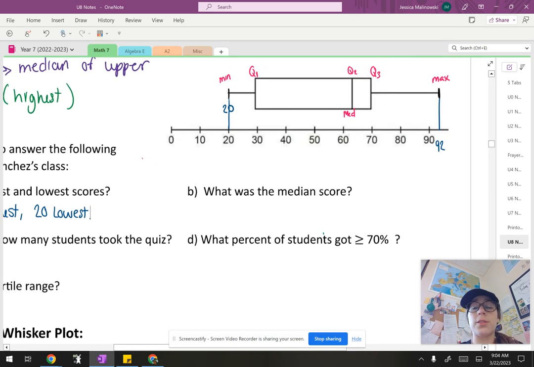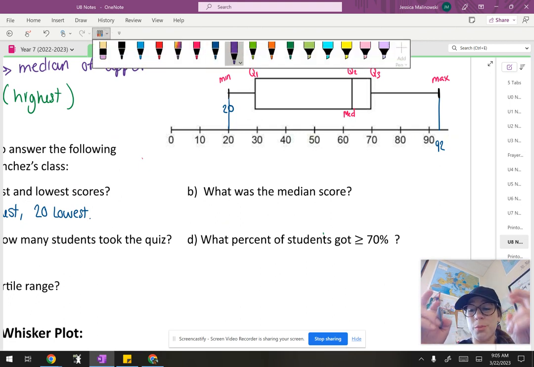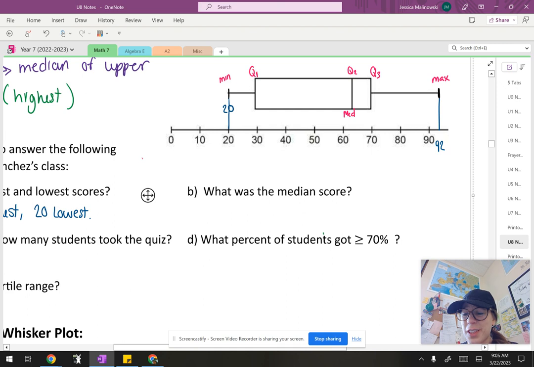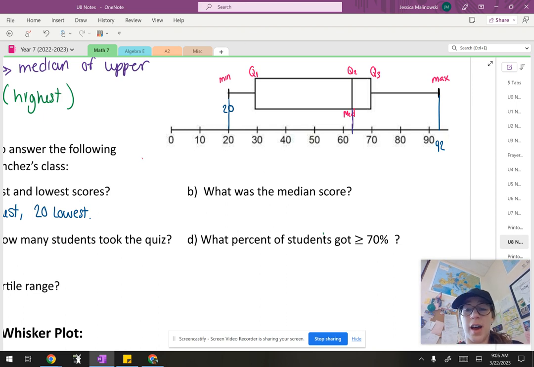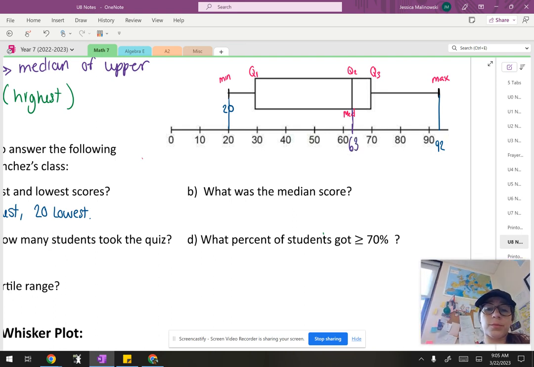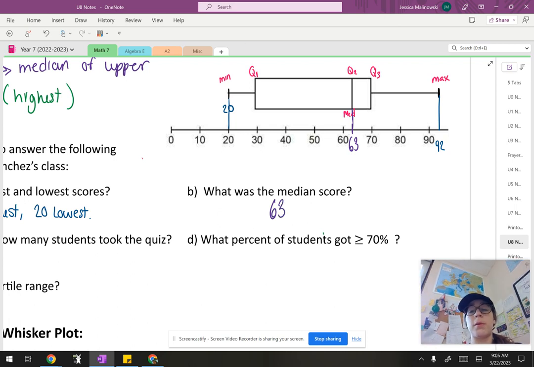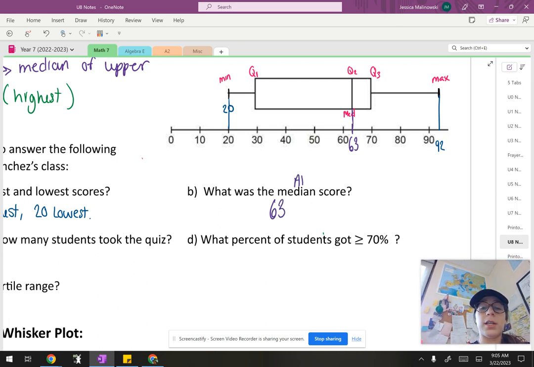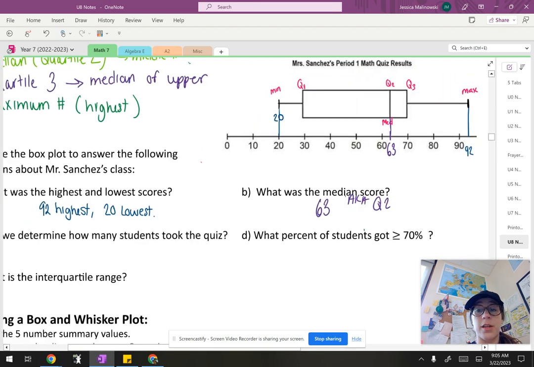Part B: what was the median score? That median score is right in the middle, and I say quote unquote middle because you can see that it's not actually in the middle of my box this time. We're going to talk about what that means. That median is somewhere in between 60 and 65. I'd say close to 63 would be a good estimate. So 63 was my median score, the median being AKA Q2. You've got to know that Q2 and median are the same thing in order to function here.